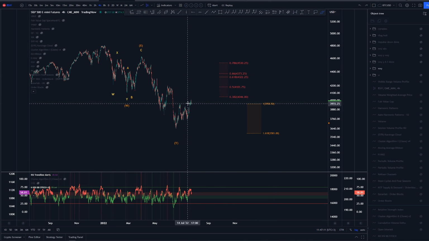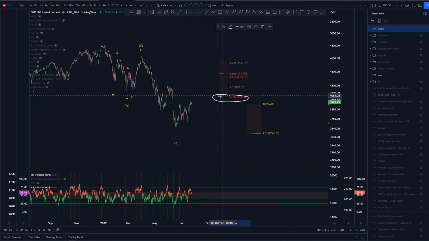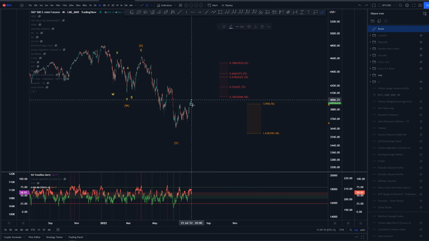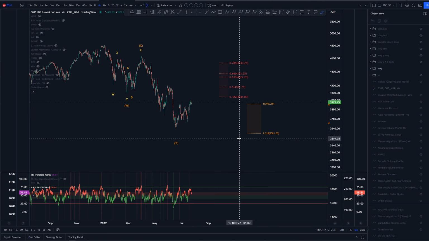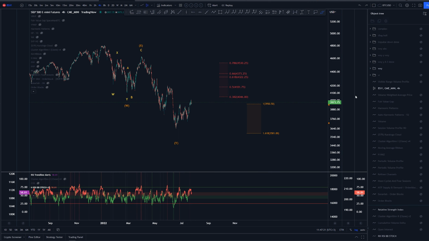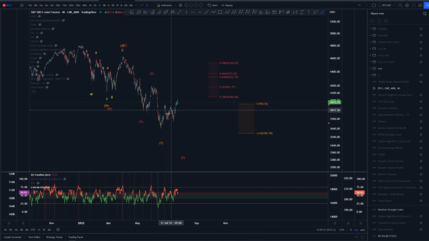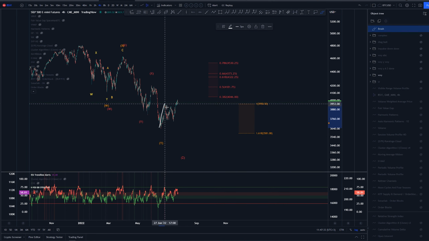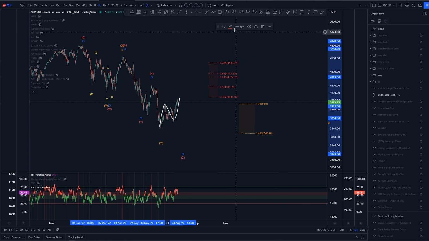If we are going to be pivoting from here and we have not hit this 38.2, we still have other options like WXY here, something like this, or the WXY of this sort. So yeah, multiple different options. But to me, it looks best if we are indeed creating some kind of 3-wave move here.